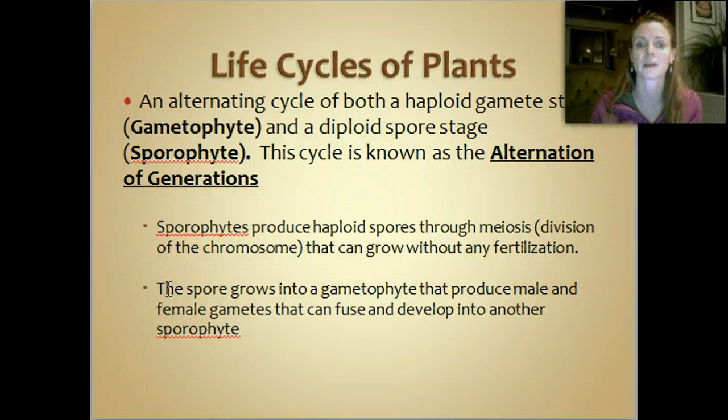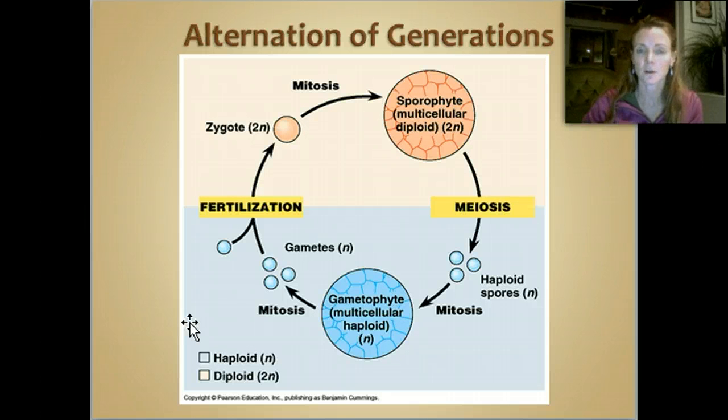The spore grows into a gametophyte that produces male and female gametes, which are the sex cells. Just like humans have sex cells, the sperm and the egg, so do plants. They can fuse together and develop into another sporophyte. I've got a picture to show that. Again, if you don't get this right now, that's okay. We'll go over it again.